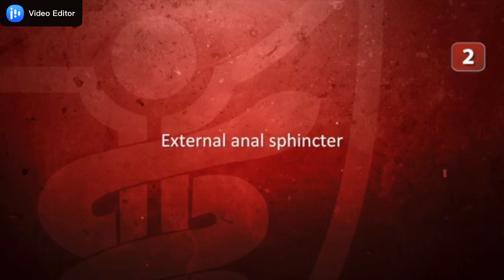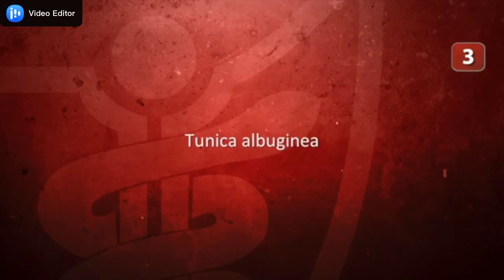Next, is the external or internal anal sphincter voluntary? That's the external anal sphincter. And the internal anal sphincter is involuntary. That shouldn't be too hard to remember. Then what structure keeps blood from flowing out of the penis during an erection? That's the tunica albuginea. And what structure forms the bulb of the penis?